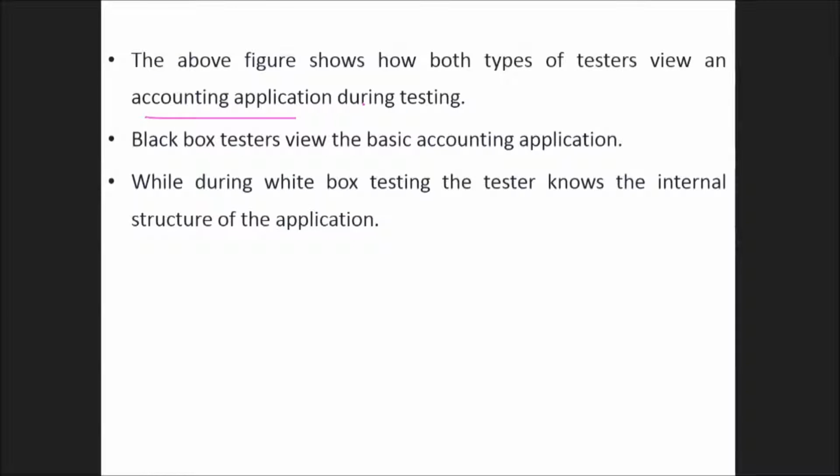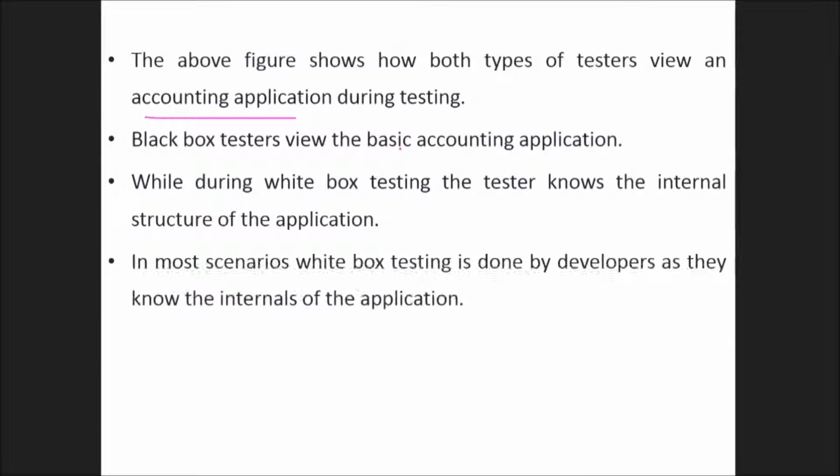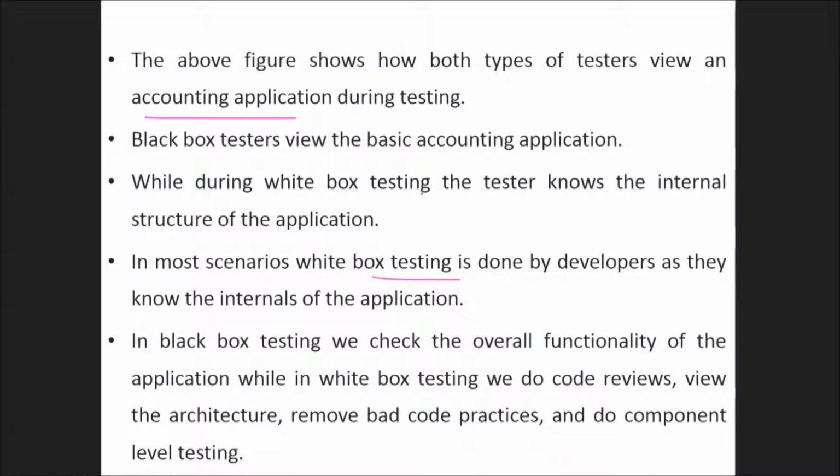During white box testing, the tester knows the internal structure of the application. And in most scenarios, white box testing is done by the developers as they know the internals of the applications. So in black box testing, we check the overall functionality of the application, while in white box testing, we do code reviews, view the architecture, remove bad code practices, and do component level analysis or component level testing.